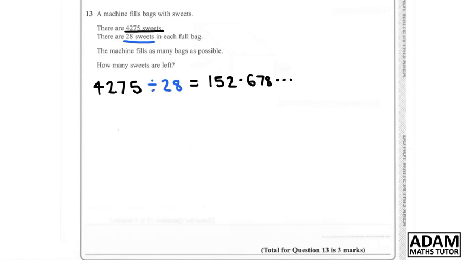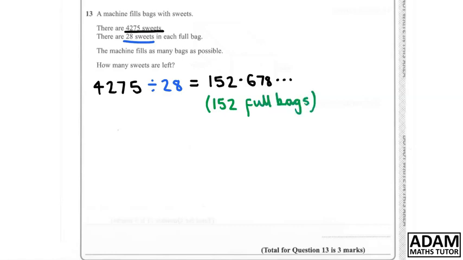Question 13. A machine fills bags with sweets. There are 4,275 sweets, and there are 28 sweets in each full bag. So 4,275 divided by 28 will tell me how many bags, which would be 152.678... This means that I would have 152 full bags.